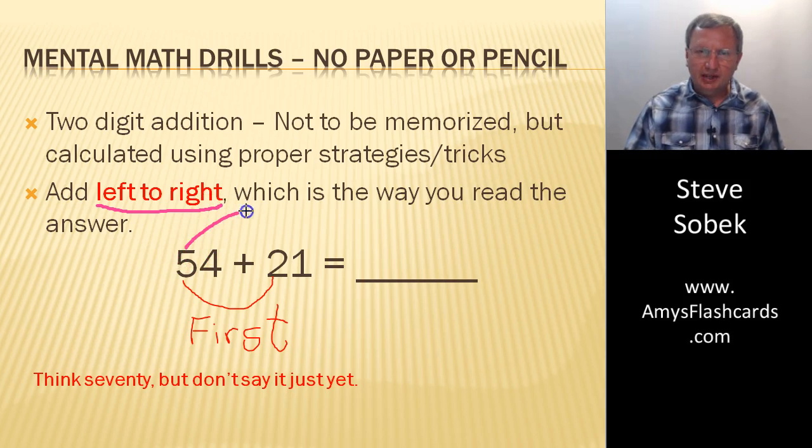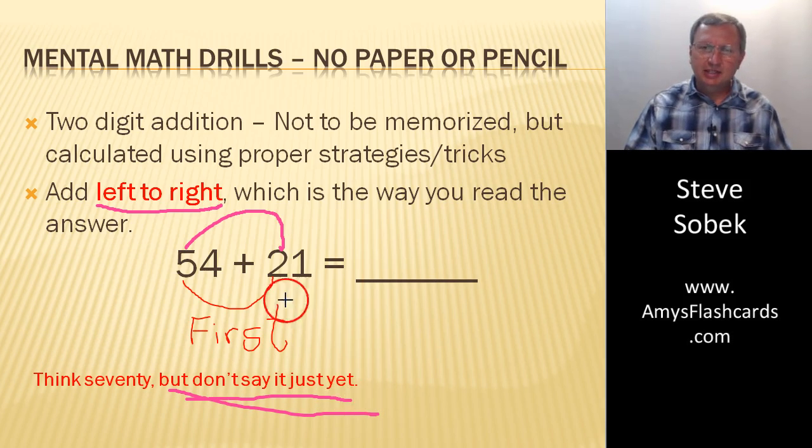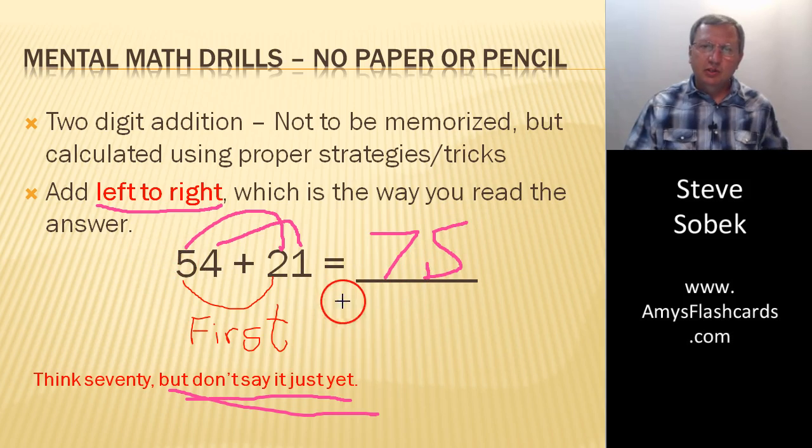You first add 5 plus 2, and you think 70, but you don't say it yet, because it's possible that it could bump up to 80. You glance at the next column and see if that sum is going to exceed 9. If it is, then instead of saying 70, you'll say 80. Well, 4 and 1 is not going to exceed 9, so you go ahead and say 70, and then 4 plus 1 is 5, 75. You see, ultimately numbers are read from left to right, and so we calculate these sums from left to right.